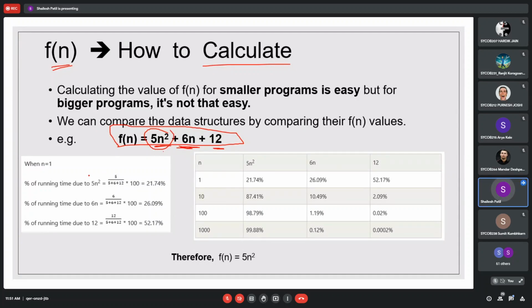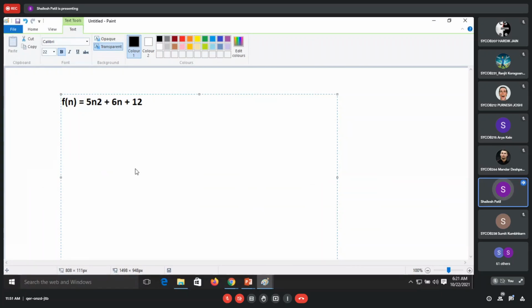So I have to calculate the impact of 5n square. How can we calculate the impact of 5n square? It will be 5 divided by 5 plus 6 plus 12. That will give me the impact of this particular term on this formula. So how much contribution will this term have?